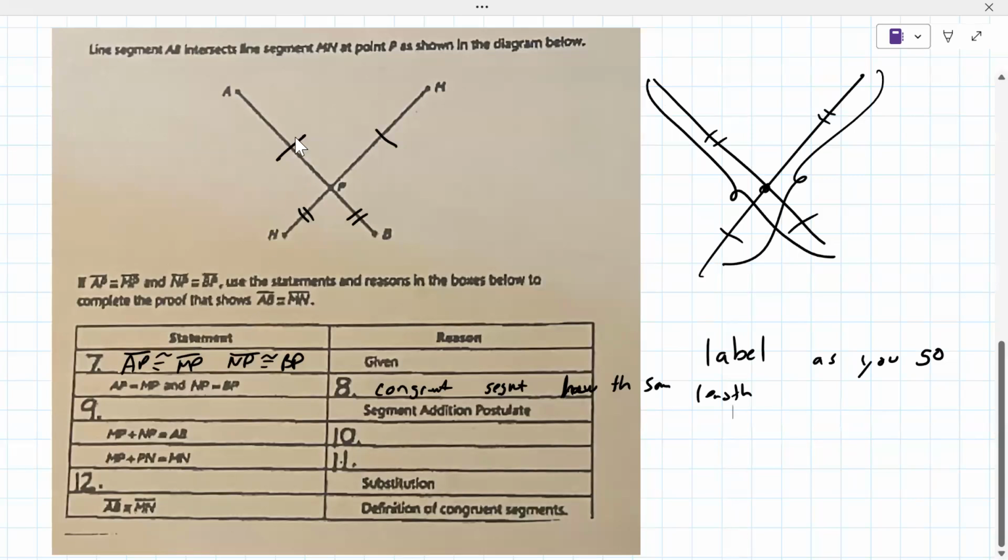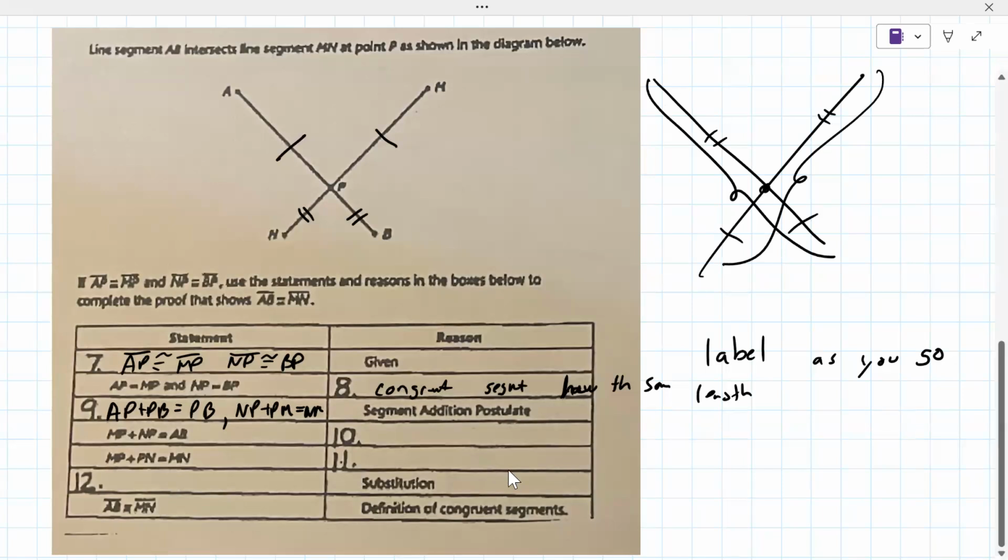We're going to say that AP plus PB equals AB. And then I don't know if we need to say the other one, but probably should: NP plus PM equals NM. That's the segment addition postulate.